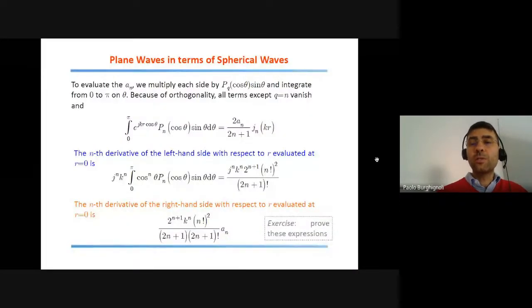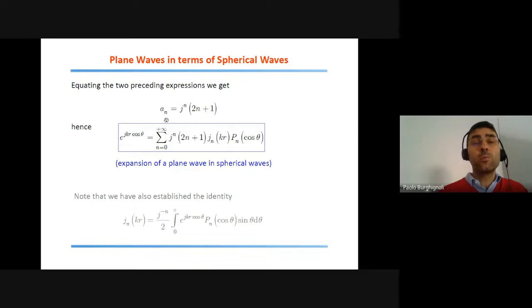You would discover, and you could do this as an exercise, that the result is the one reported at the bottom of this slide. And it depends, of course, on the unknown coefficients, a sub n. Now, if you equate the two results, you are able to find an explicit expression for the coefficients a sub n, which is very simple indeed. It's j to the nth power times 2n plus 1.